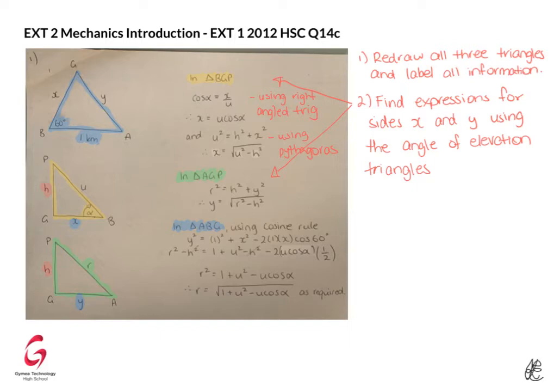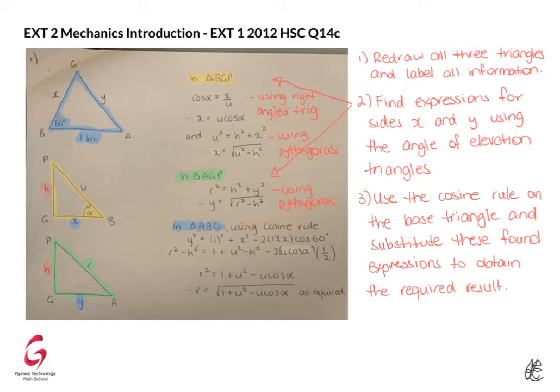In triangle AGP, so the triangle that we have labelled in green, the only information that we have here are the labels on all 3 sides. So that means that we can only use Pythagoras' theorem to find an expression for Y in this case.